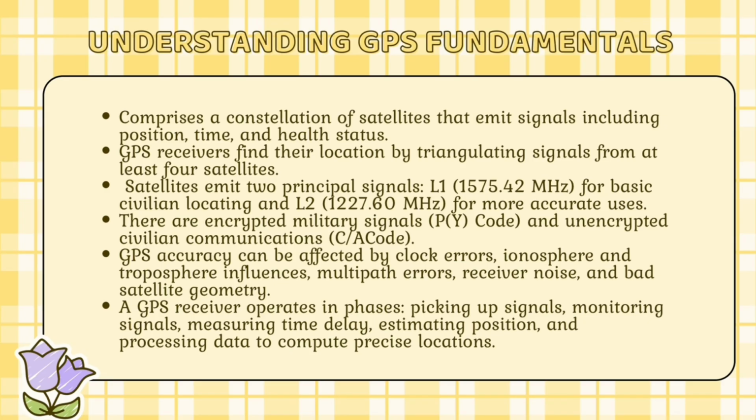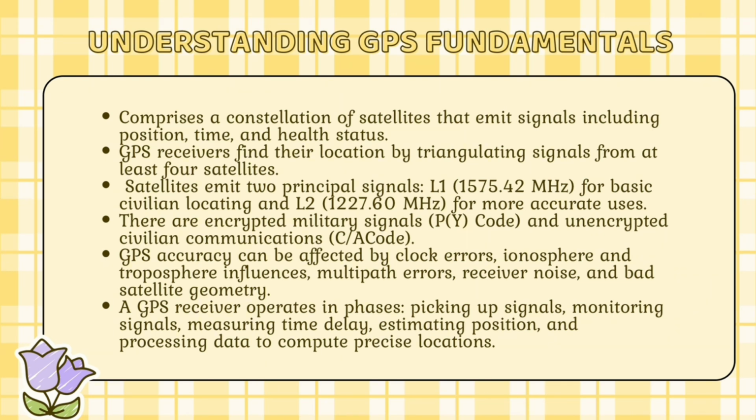Understanding GPS fundamentals. First, GPS comprises a constellation of satellites that emit signals including position, time, and health status. Second, GPS receivers find their location by triangulating signals from at least 4 satellites. Satellites emit 2 principal signals: L1, which is 1575.42 MHz for basic civilian locating, and L2, 1227.60 MHz for more accurate use.